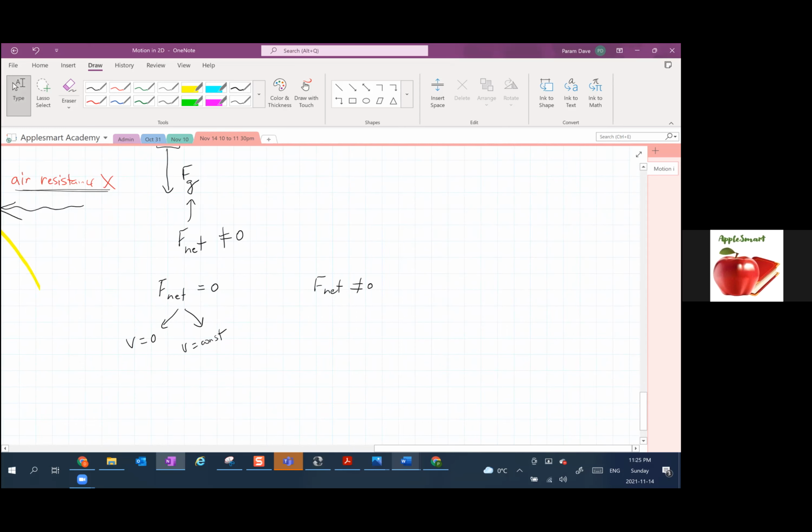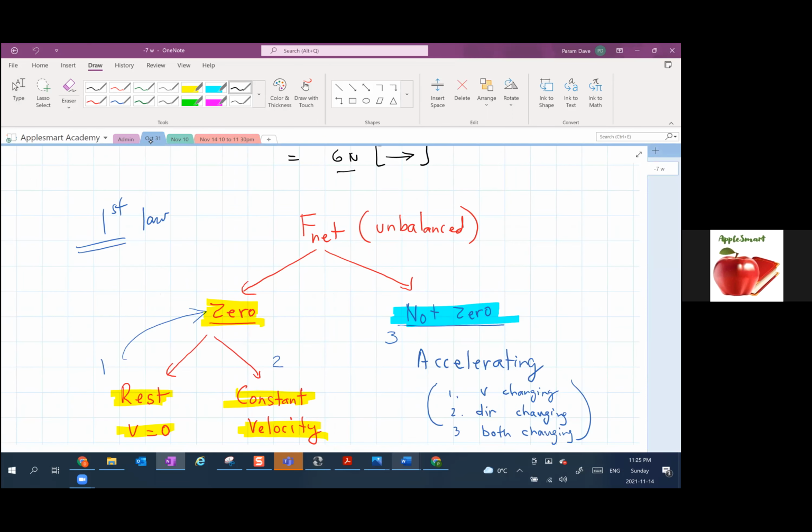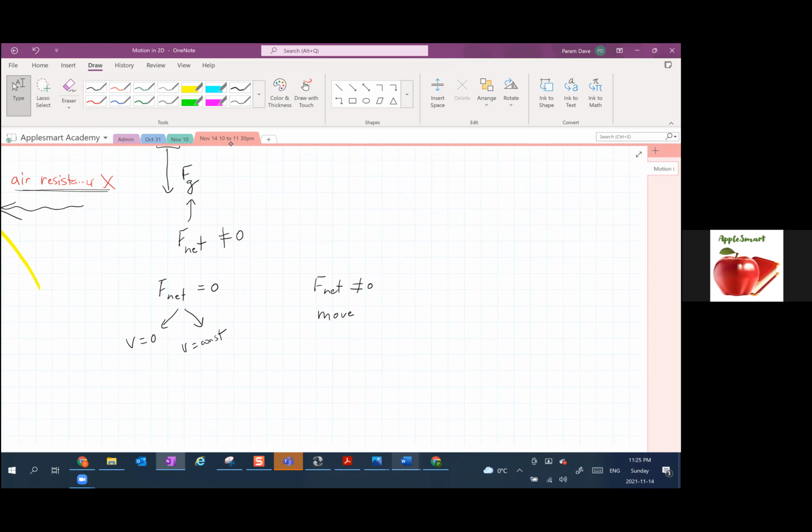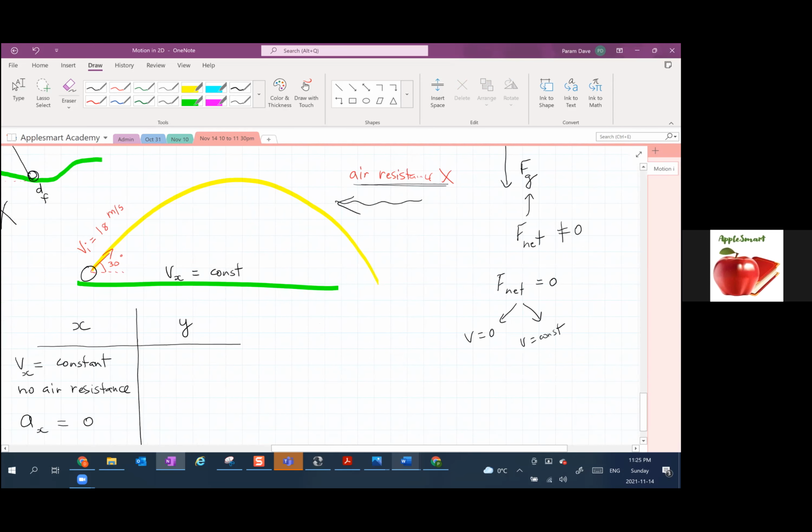It will move. It will move for sure, yes, but can you give me a little bit more specifics than that? This is what we did last session. What does it say? When F net is not 0, it accelerates. Wonderful, right? It is definitely moving, but moves as it accelerates. And so the acceleration along the y direction is definitely not 0.